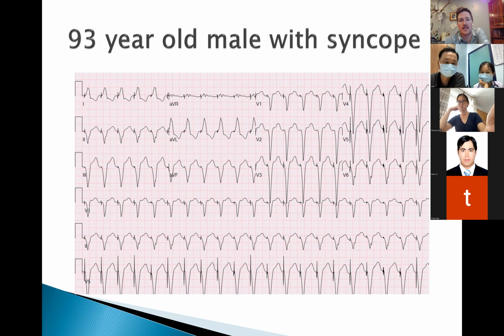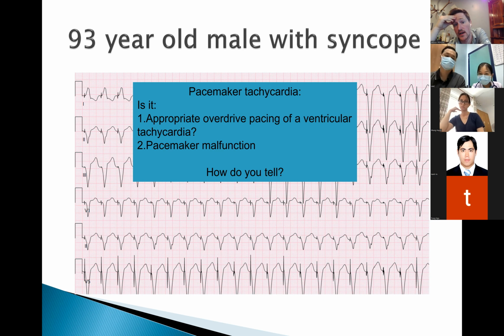Okay. Here is a 93-year-old with syncope. Well, we see QRS complexes and we see pacer spikes before these QRS complexes. So we know we're capturing, right? We just see the one pacer spike. So this is probably just a ventricular pacemaker. And it's going quite fast. Rate's probably like 150, 160, right? So this is probably inappropriate how fast it is. So this is pacemaker tachycardia.